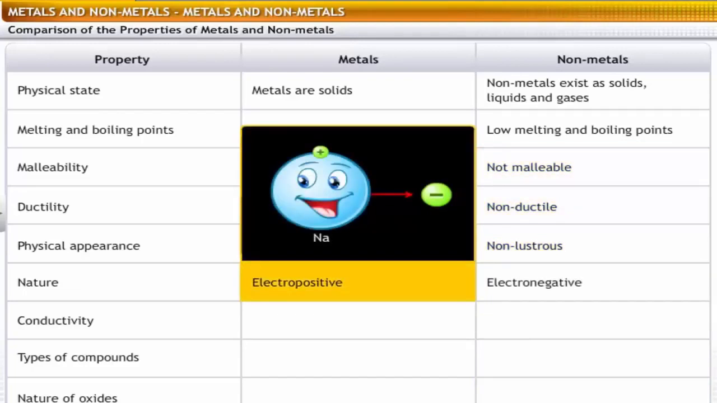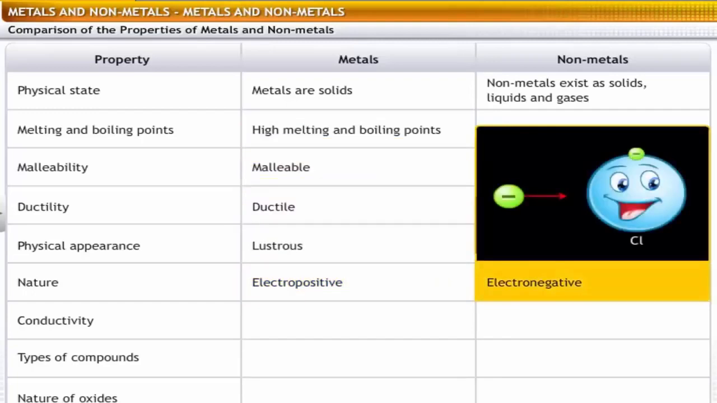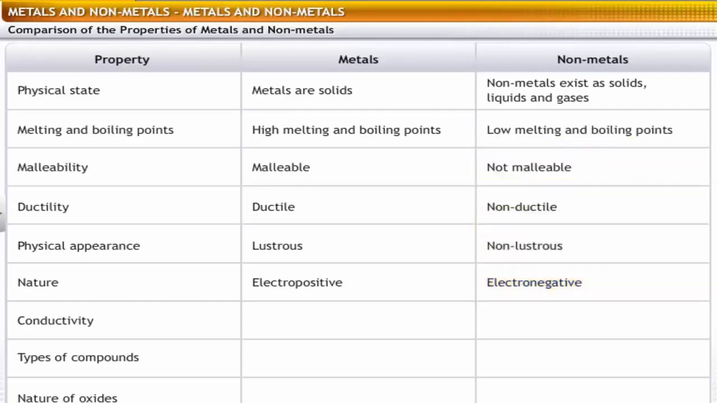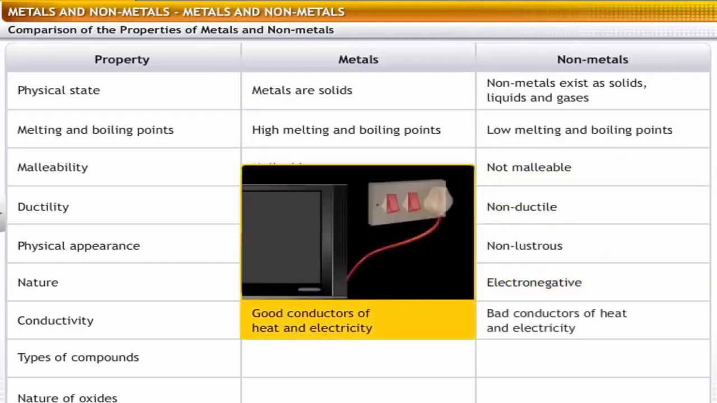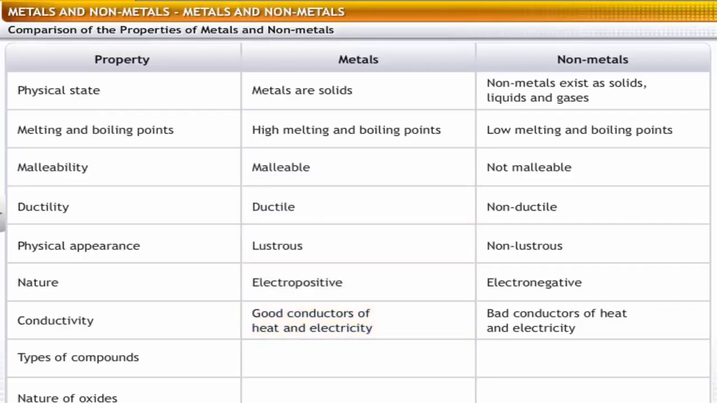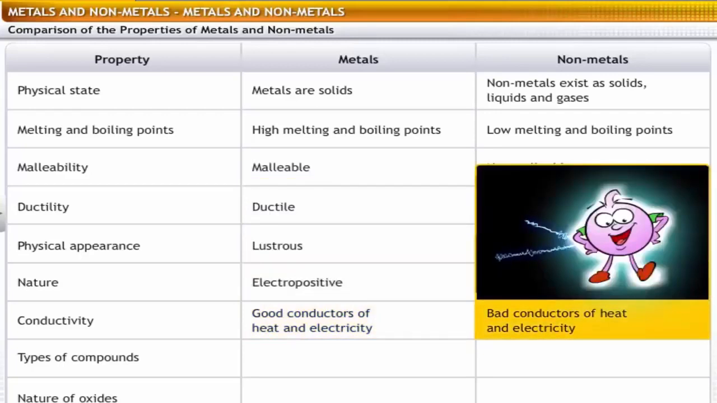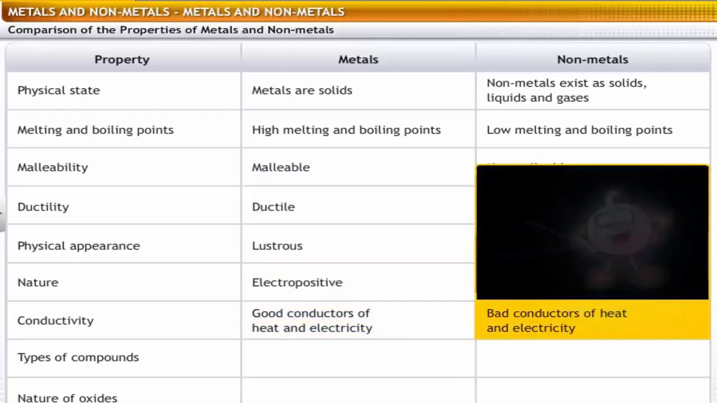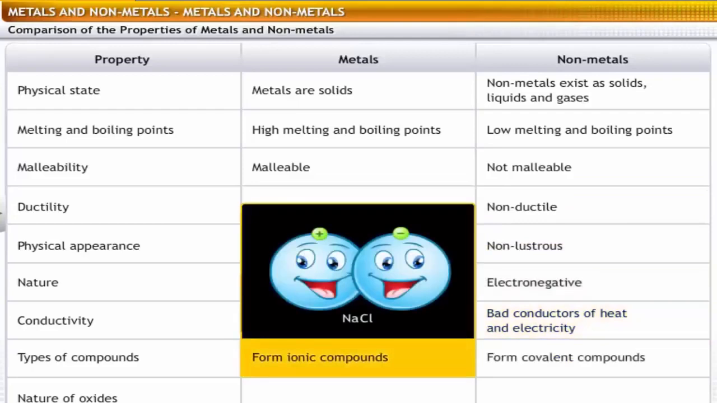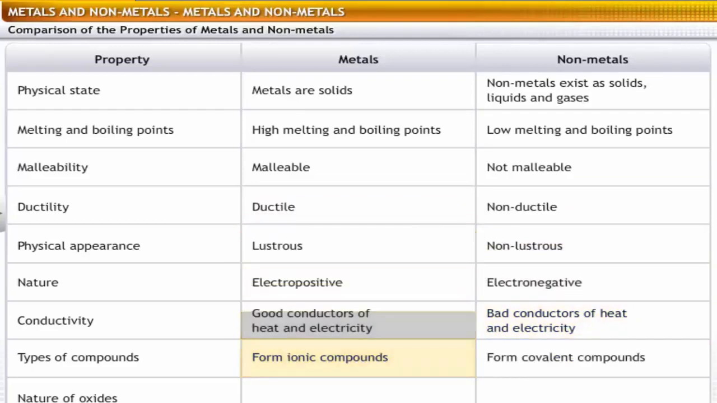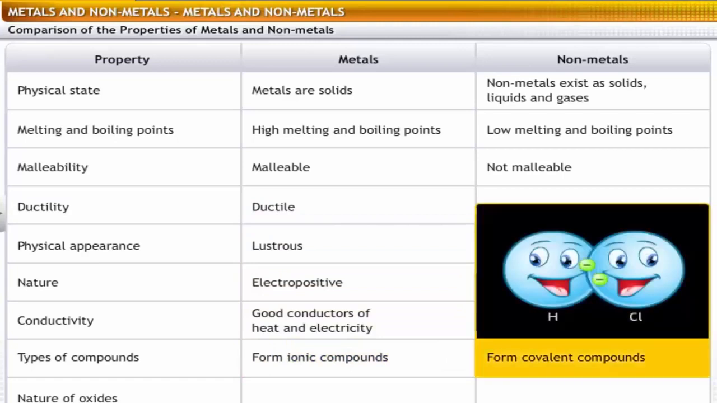Metals are electropositive, that is, they tend to lose electrons, while non-metals are electronegative because of their tendency to accept electrons. Metals are good conductors of heat and electricity, while non-metals are bad conductors of heat and electricity. Metals form ionic compounds, while non-metals form covalent compounds.